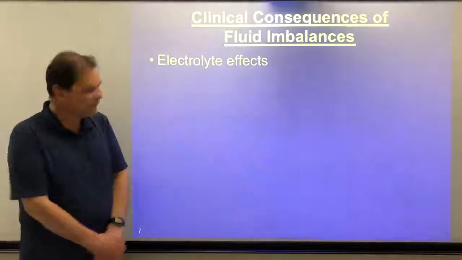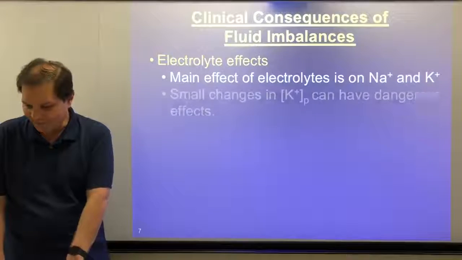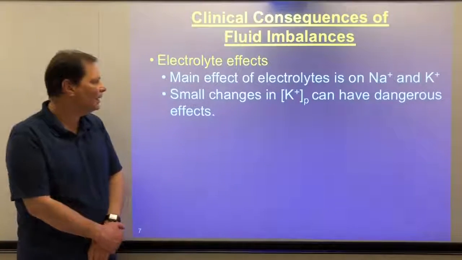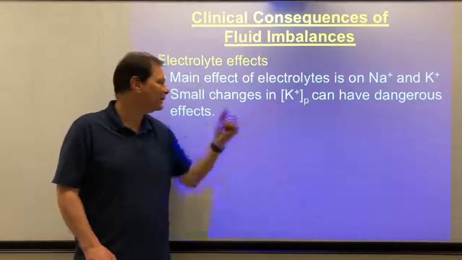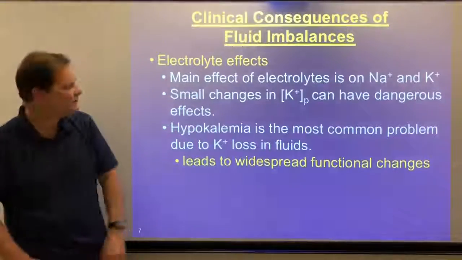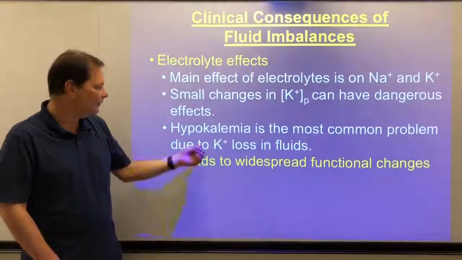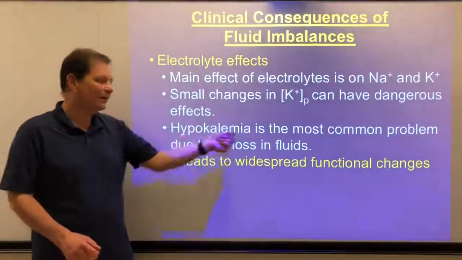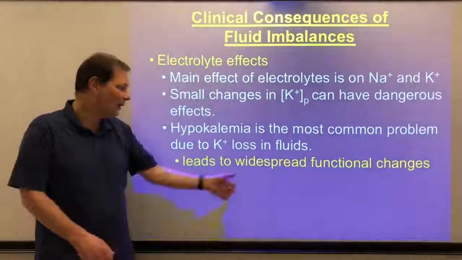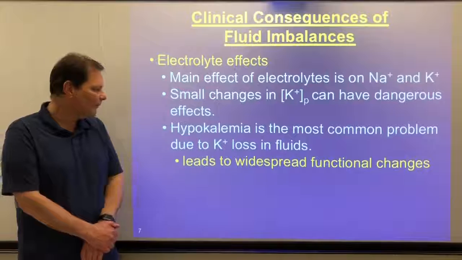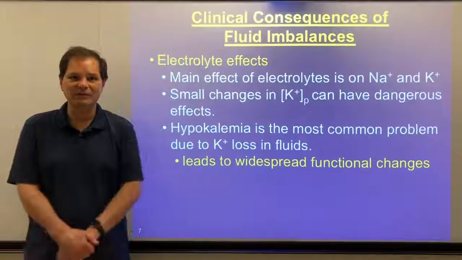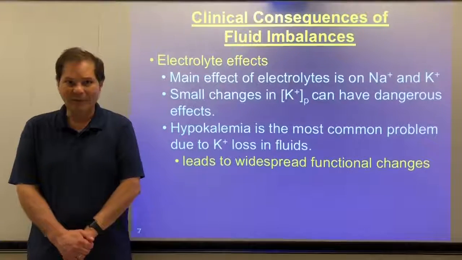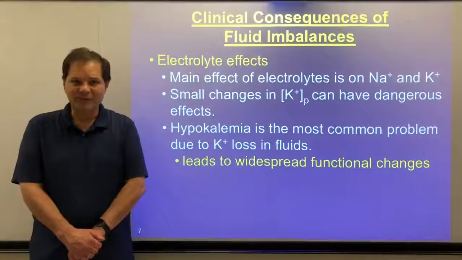The electrolyte effects, mainly sodium and potassium. Potassium is the one you really want to keep an eye on. Changes in the potassium concentration in the plasma can be really dangerous. And if you're losing a bunch of potassium through the loss of fluids, like vomit or something, then that can lead to hypokalemia. And that has some very bad physiological changes, particularly on electrical tissues that generate and conduct action potentials. So think nervous system and heart as very good examples of that.